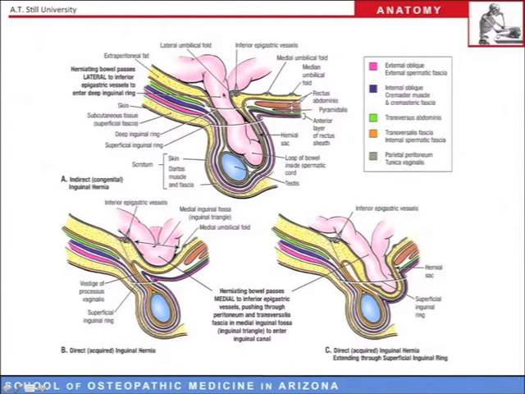because when we look up here to see the indirect inguinal hernia, we note that in this case the loop of bowel pushed first through the deep inguinal ring, then went through the inguinal canal, and then pushed its way through the superficial inguinal ring to gain access to the scrotum. And again, we also want to note that in this passageway, the abdominal contents left the abdominal cavity lateral to the inferior epigastric vessels.